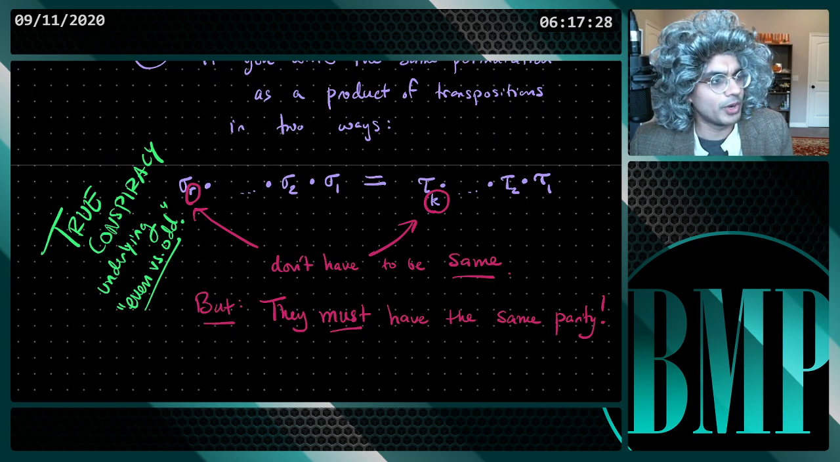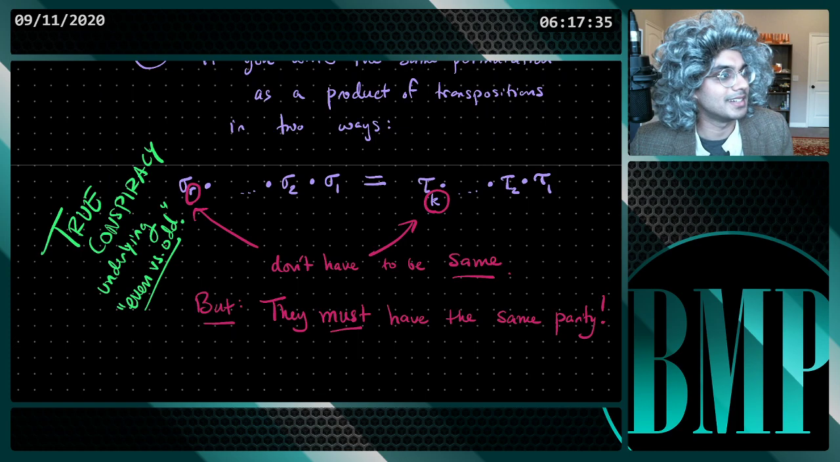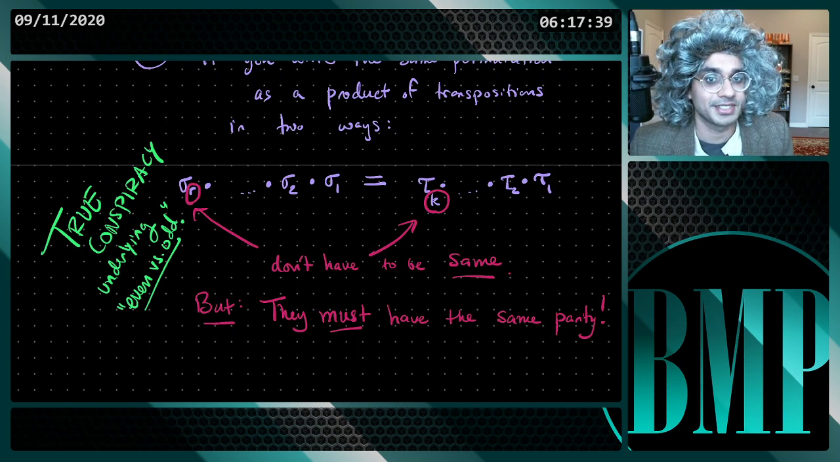Yeah, Sloth, wonderful question you asked. That's a wonderful question. Yeah. So elements of a group do have even and oddness. Very cool.